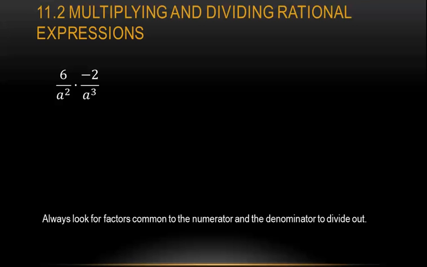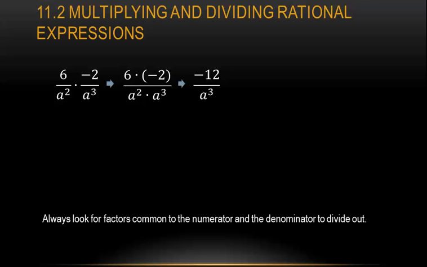So let's start off with some monomial rational expressions. 6 over a squared times negative 2 over a cubed. Basically, just like with regular fractions, we multiply the numerators and we multiply the denominators straight across. And as a result, we get negative 12 over a cubed.